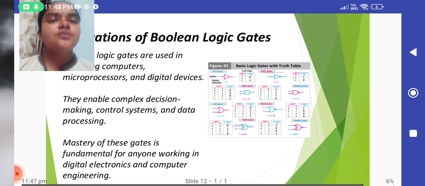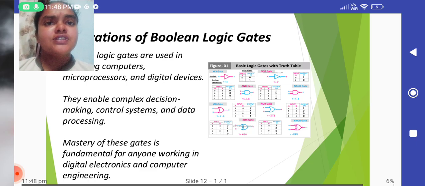So we have to know the gates and the truth tables. How can it be useful to us?